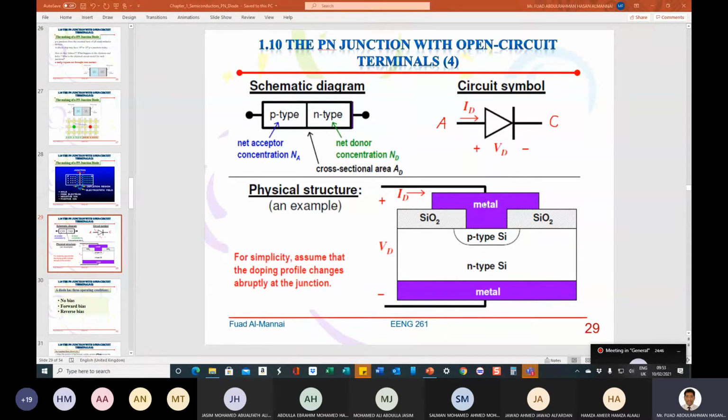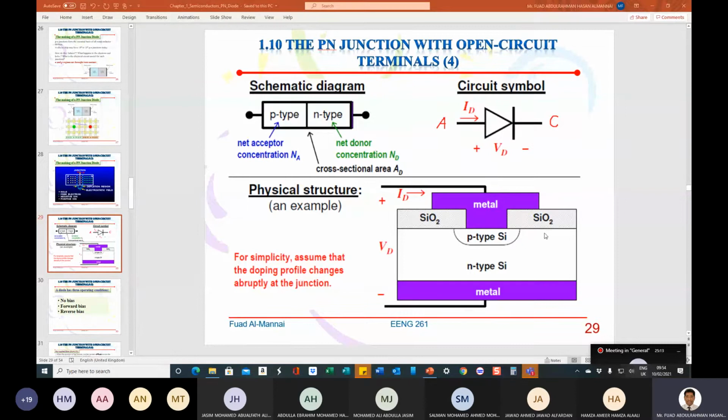Now physically, when we want to manufacture the diode, we start with N-type silicon, and we call this the substrate. Then we deposit P-type, as you can see here. So I have N-type and P-type, so I created a diode here.